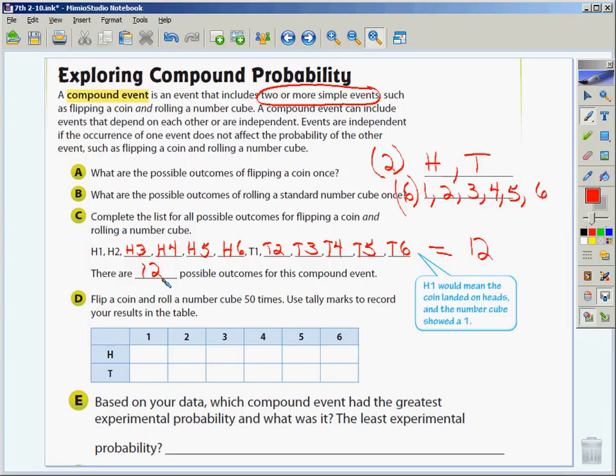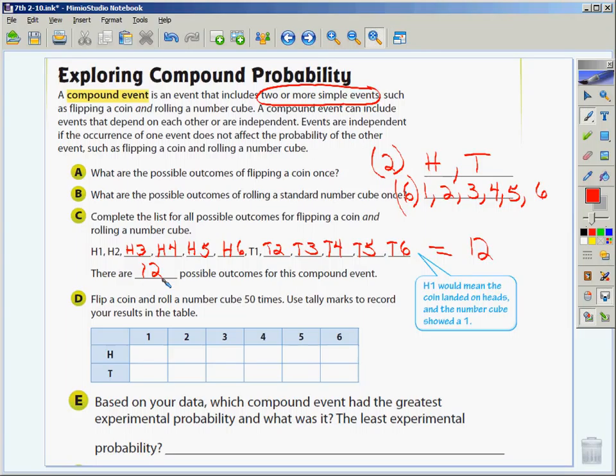Now, they actually asked me to flip a coin and roll a number cube 50 times. Okay? We're just not going to do that. We're just not going to take the time for every student to do that. What do you think the outcome would be experimentally? What should it show if I did it 50 times? I should end up with 25 heads total, 25 tails.